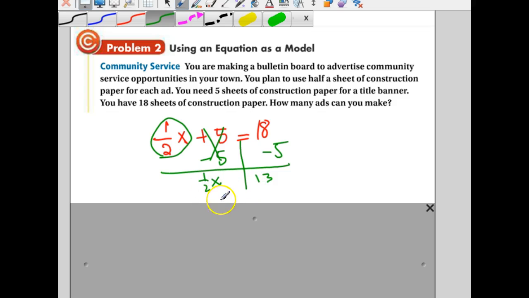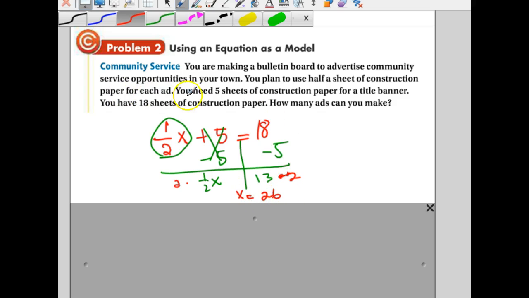How much is a whole x? Think about it like that. If half of an x is 13, how much is a whole x? A complete x. Well, you have to times it by 2. If you only got half, then 2 of them makes a whole. Times this side by 2. You get 26. x will equal 26.